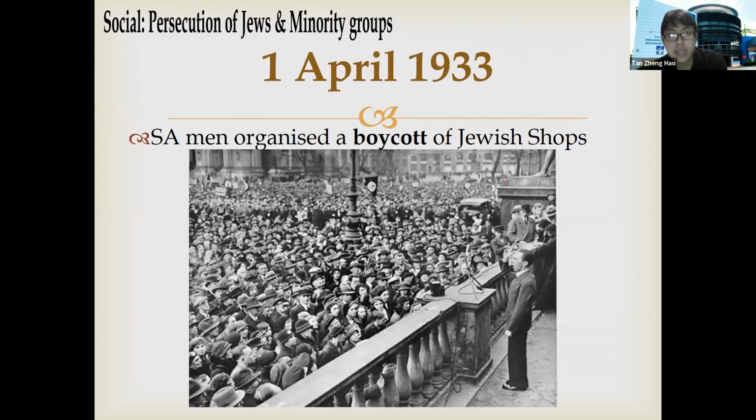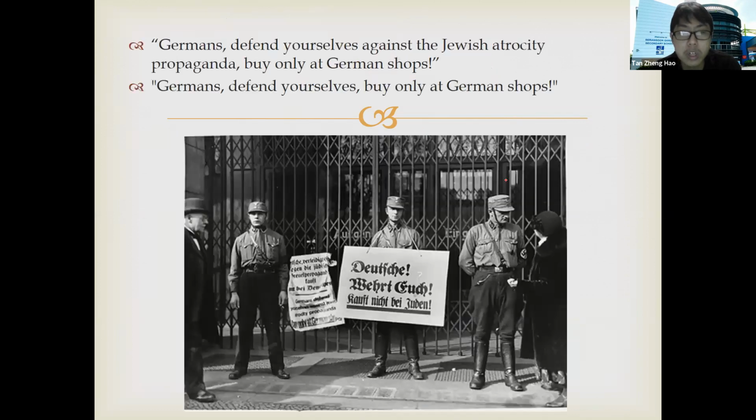Okay, say organize a boycott of Jewish shops. So ordinary Germans were encouraged to not visit Jewish shops and buy their things. Instead they should just go to German shops. So it's obviously very discriminatory.